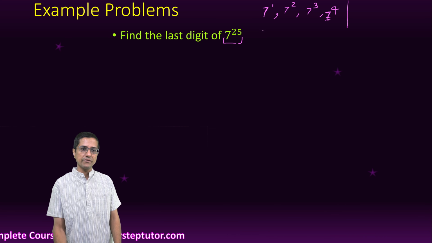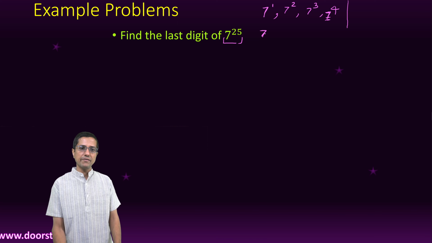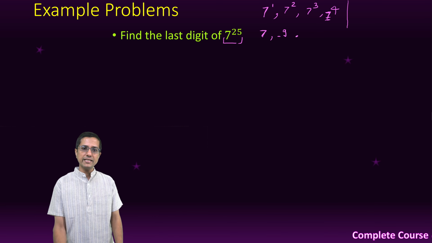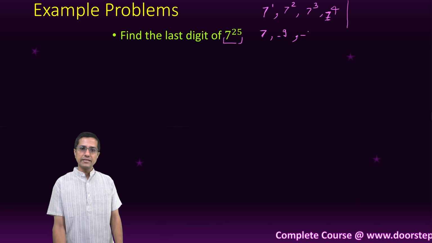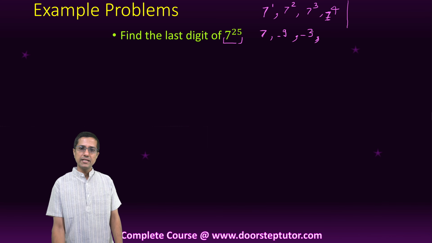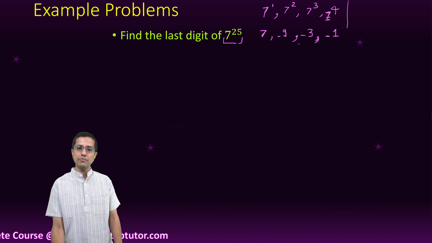For 7 to the power 1, the last digit would be 7. For 7 squared, 7 7s are 49, so the last digit would be 9. I'm not worried about the rest of the number, I don't even compute it. For the third power, the last digit would be 3. For the fourth power, 7 3s are 21, so the last digit would be 1.